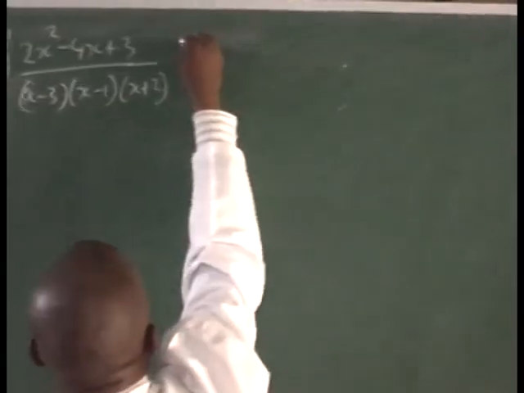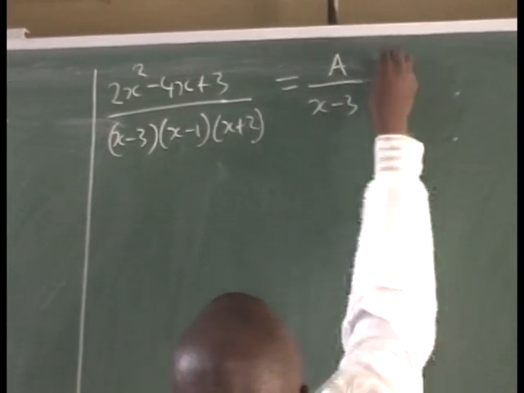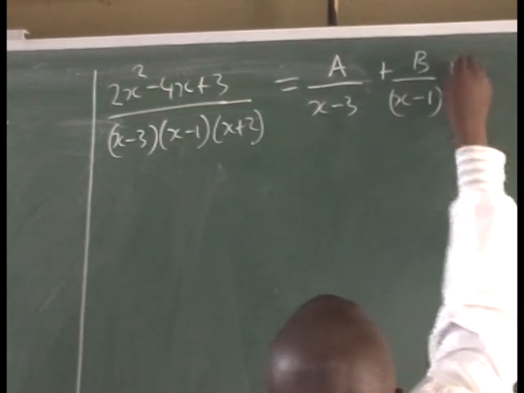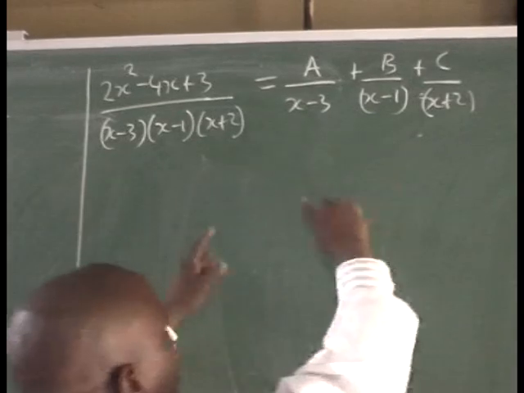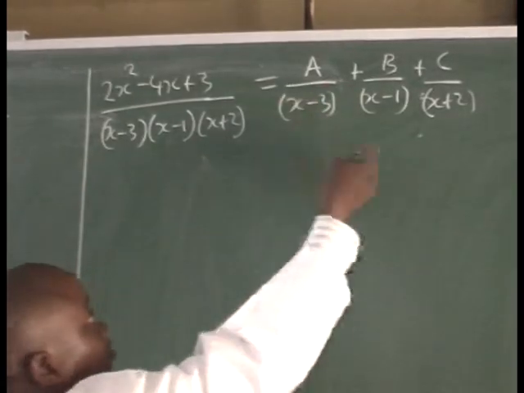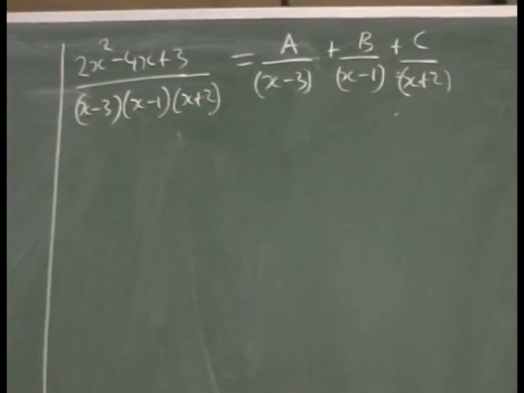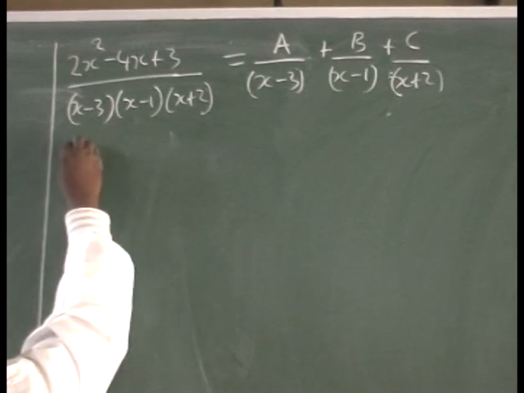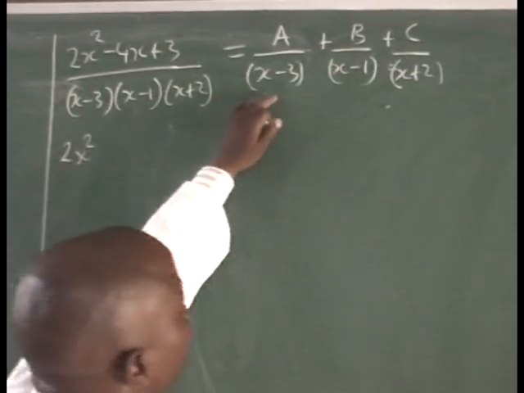And then on this side, we will assume A over x minus 3, plus B over x minus 1, plus C over x plus 2. You know, these are linear functions and they are different. When the denominator is different, it's a different linear function. So in our lecture on partial fractions, you can get it all. Okay, so it means that for 2x squared, I'm supposed to take the LCM of this.